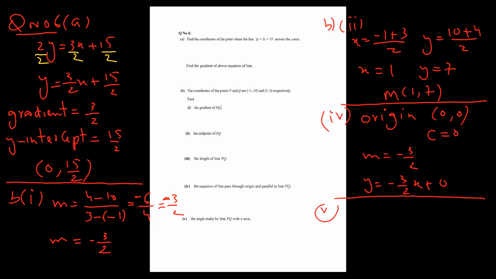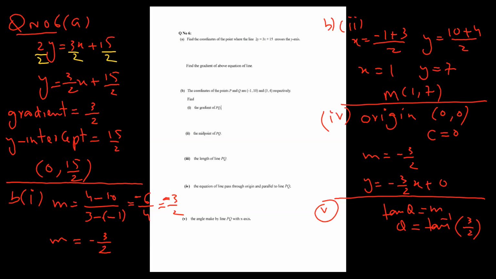Last part, final part: the angle to the x-axis. X-axis means the positive x-axis. Fixed formula: tan theta equals the gradient. Tan goes there and becomes inverse. And I said you don't take the negative sign of the gradient, take the positive only. So tan inverse of 3 by 2, the answer is coming 62.6.